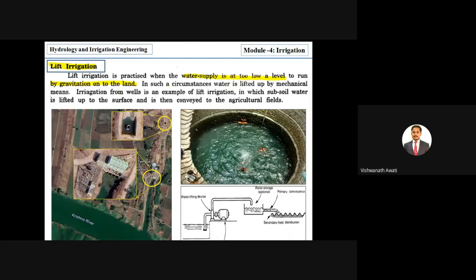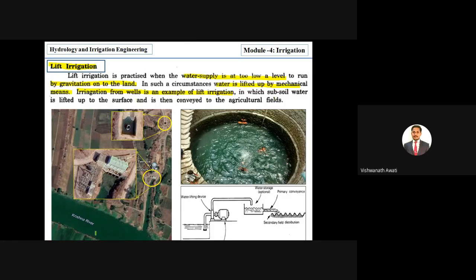In such a circumstance, water is lifted up by mechanical means. So here we are lifting water by use of mechanical energy, right? Irrigation from wells is an example of lift irrigation, in which subsoil water is lifted up to the surface and is then conveyed to the agriculture field, right?